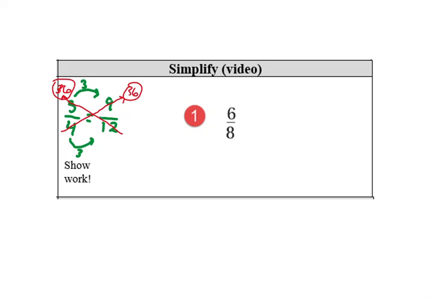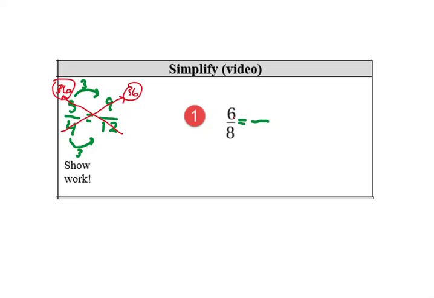Now, that's not what the problem asks you to do today. It asks you to simplify. And simplify means to make this fraction into a smaller fraction that's worth the same amount. So I'm going to put the equal sign here again, and I'm going to go here. Now, instead of multiplying, we're going to divide the numerator and denominator by the same thing.